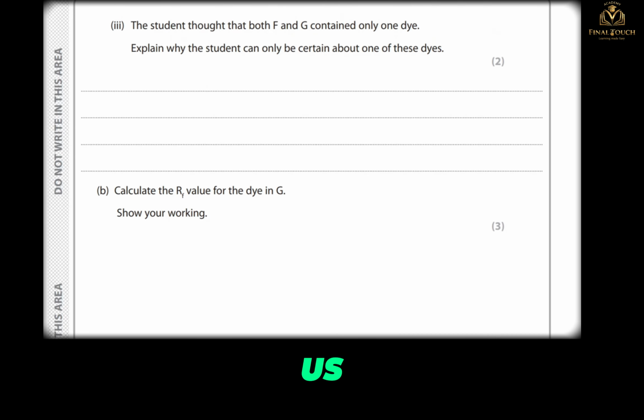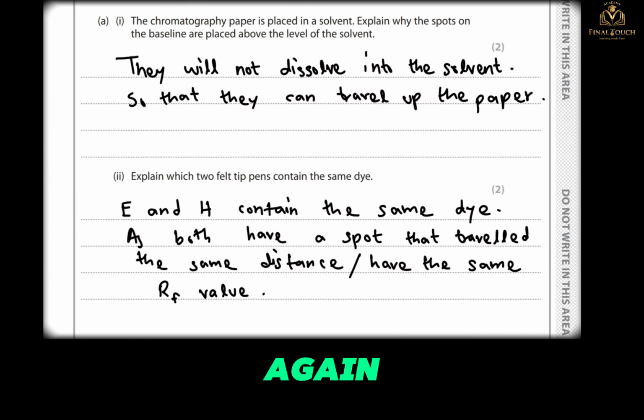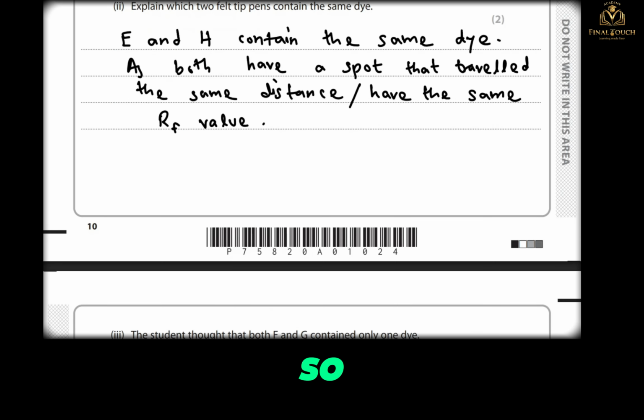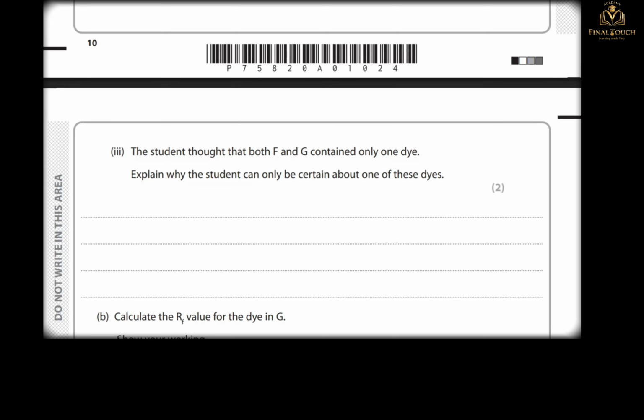So part 3 tells us the student thought that both F and G contained only one dye. Explain why the student can only be certain about one of these dyes. So if we move on to the diagram again, F and G has only one single dye. So that would be the answer. So what we will write is we can be certain about one of these because G was the only dye where it moved up a certain distance.